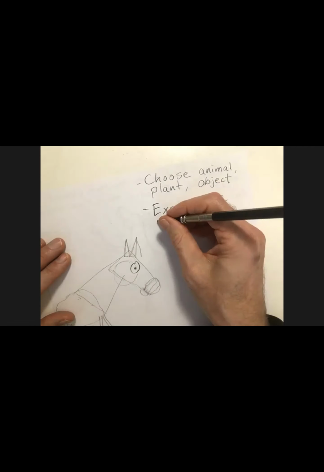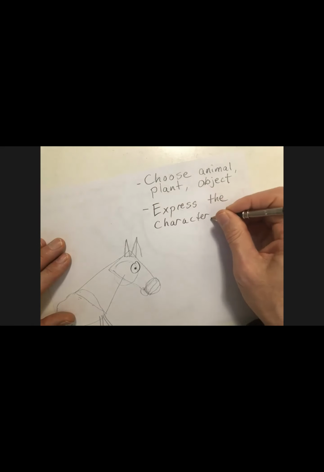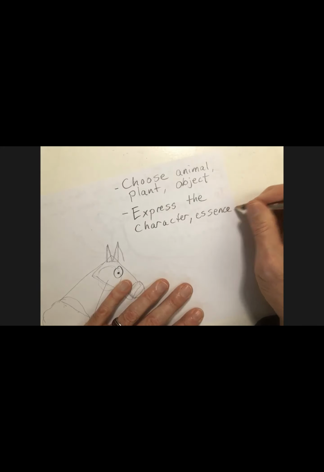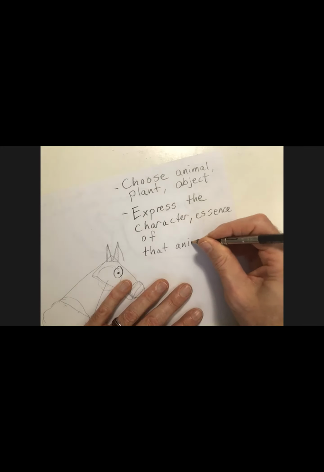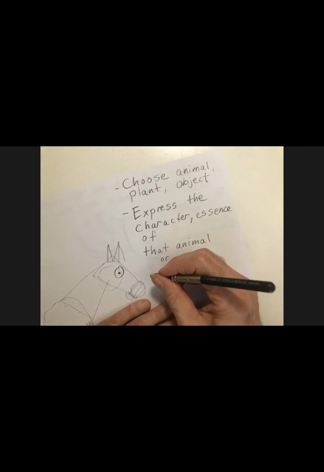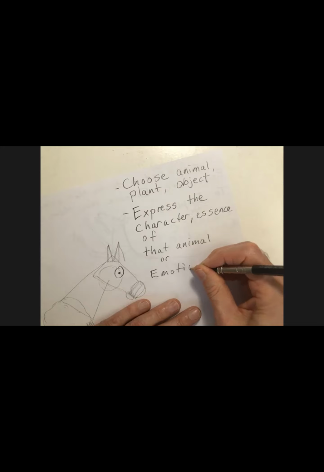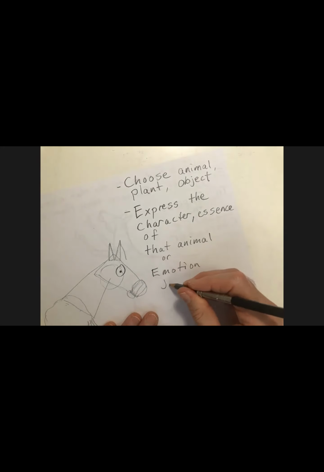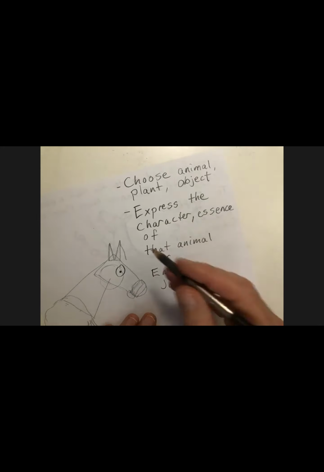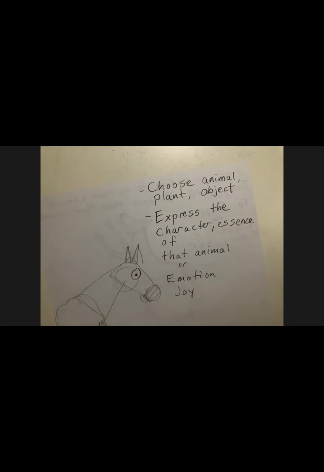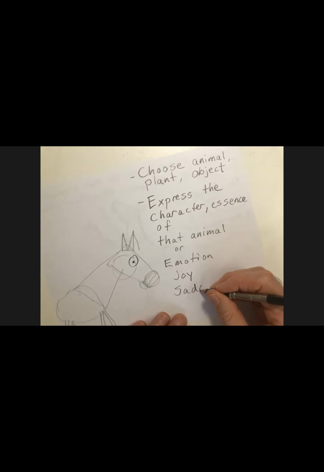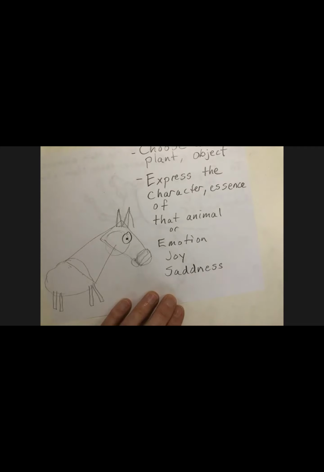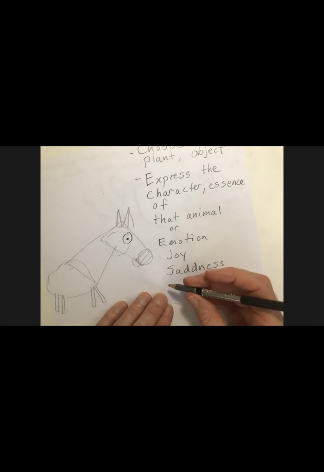And then the idea is, following the same word idea, can you express, and you can do what you want, the character or the essence again of that animal, or an emotion. Like I did, joy. My encouragement is to just keep doing them. Don't just do one. Try many and try different types of things. Joy, how would you do it differently if it was sadness? Or, these are usually the three main ones, right? Happy, sad, and angry.